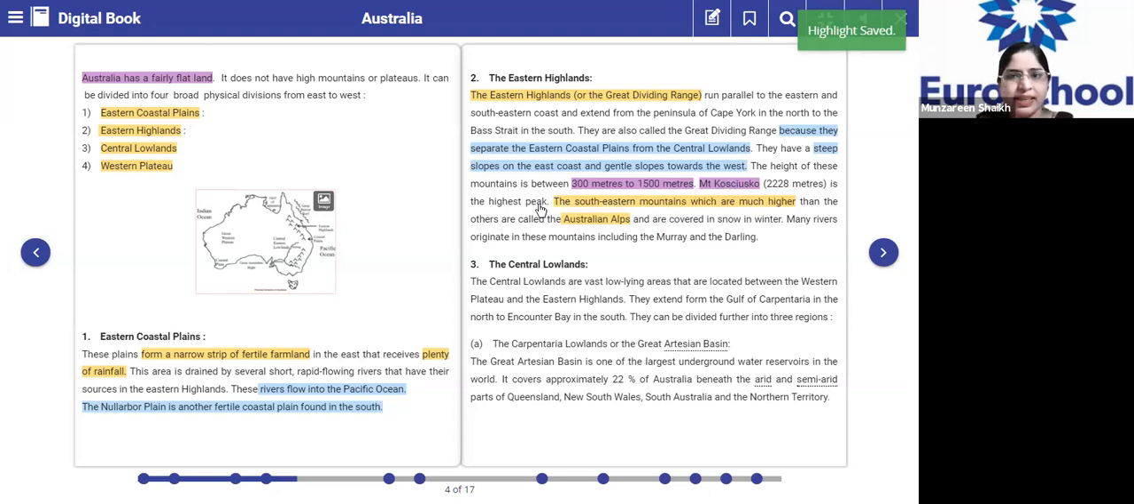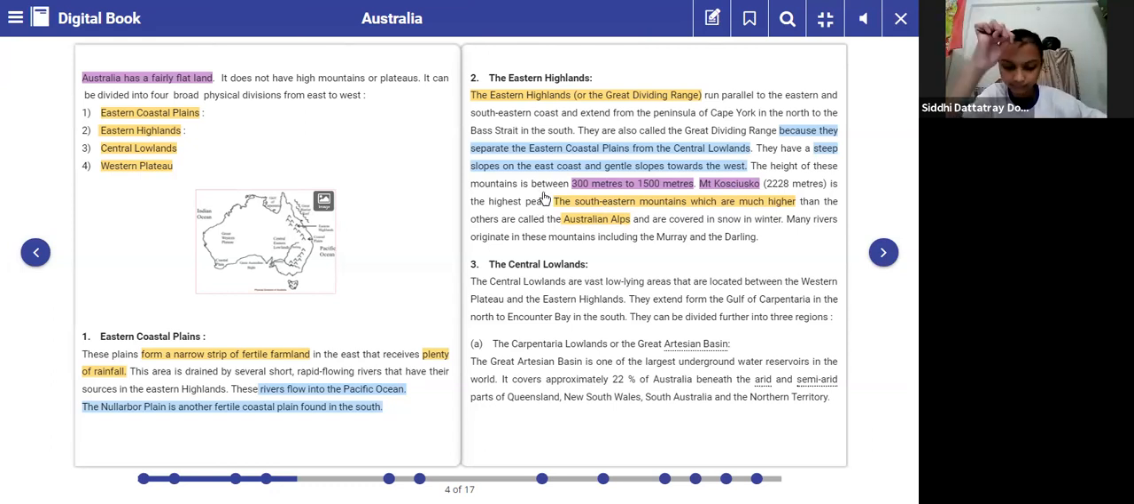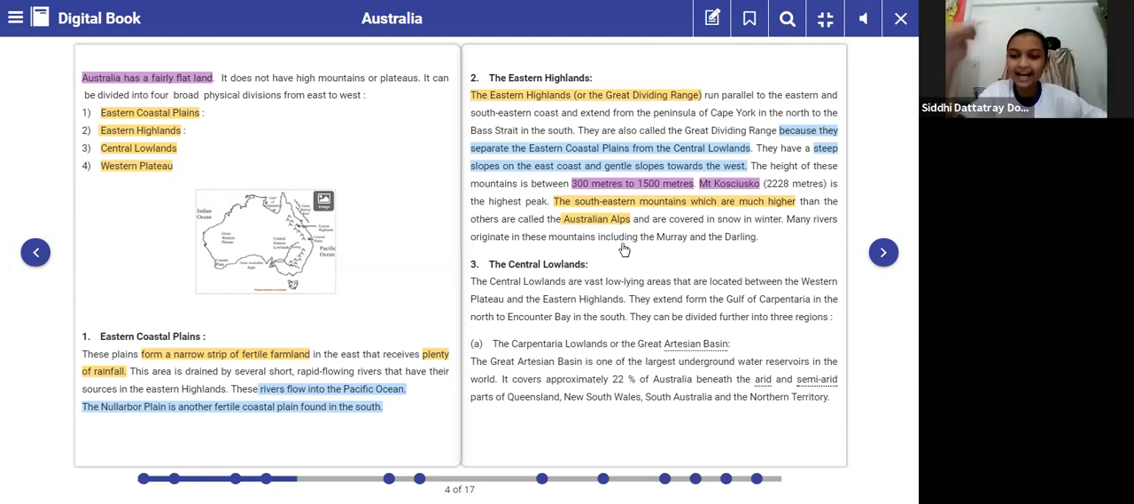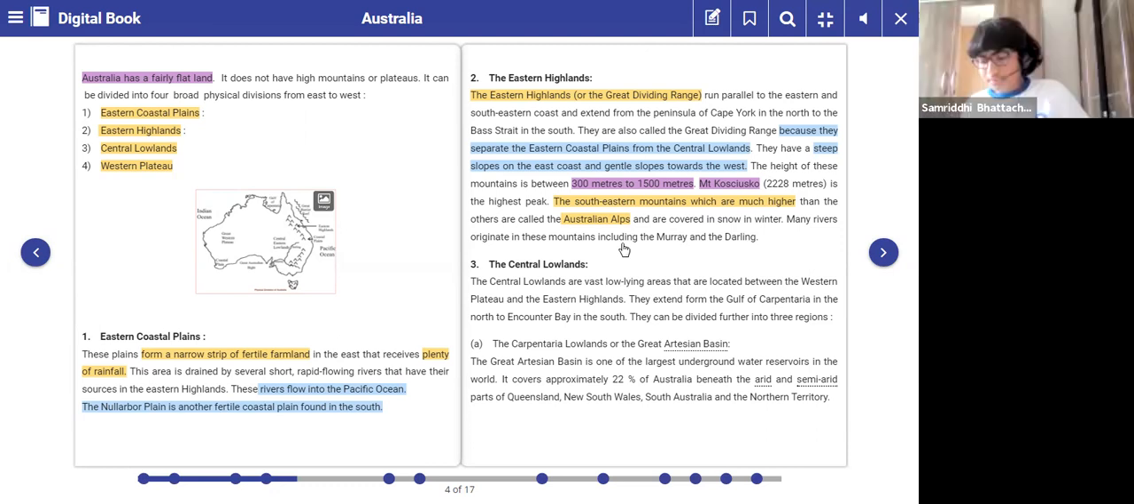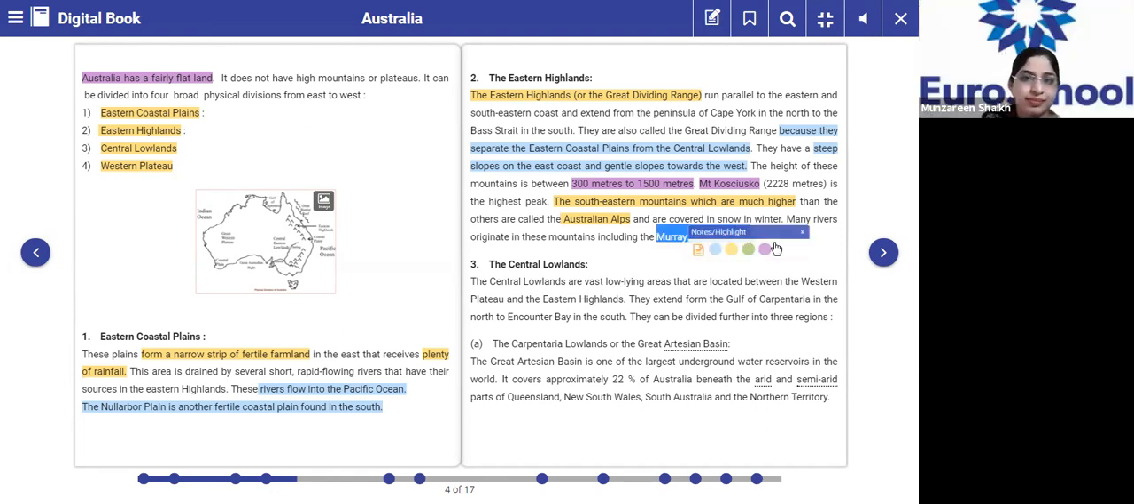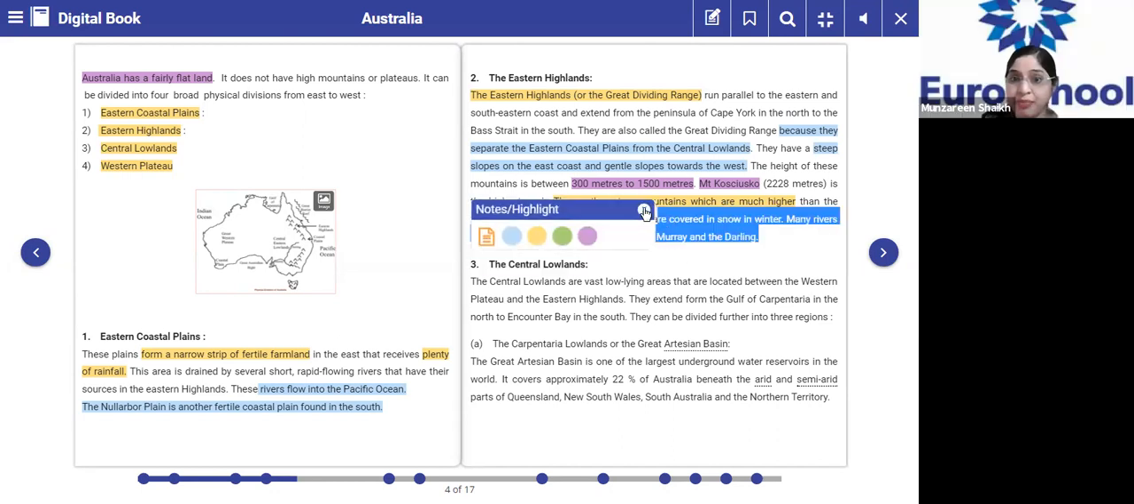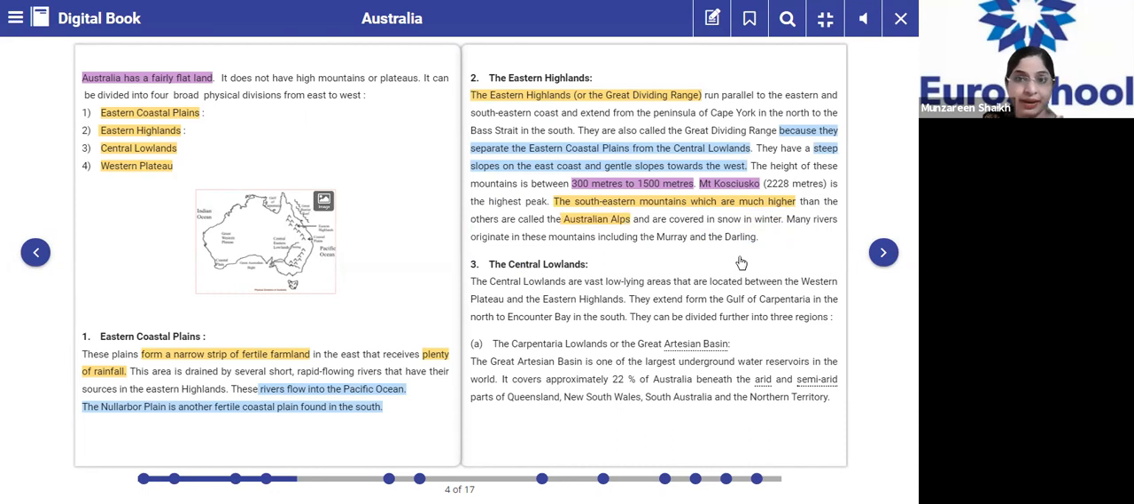Don't underline the entire sentence. Okay, this is also fine. Many rivers originate in these mountains, including dash and dash. The Murray and the Darling. Okay. Got it? Everyone understood, children? Yes, ma'am. There are lots of objective type questions from this particular paragraph.